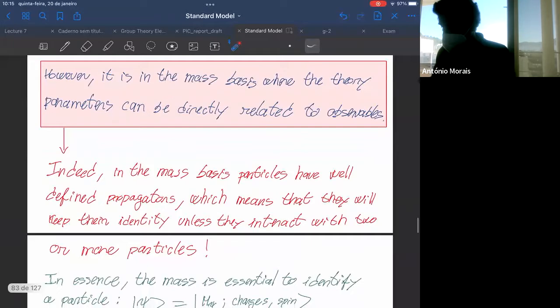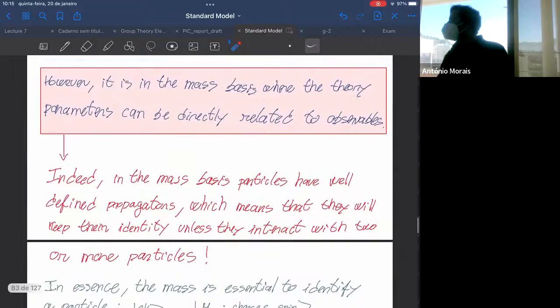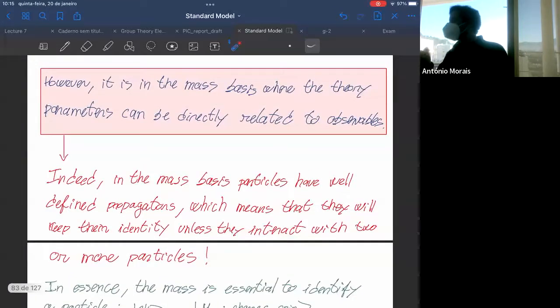And this is what I've said, just the well-defined propagators such that the mass, of course, the identity of a particle, I said it does not change among propagation, but this is considering a pure propagation of the particle. If it meets other particles in a vertex, of course, it can change identity because there is an interaction taking place. And that's a different story.